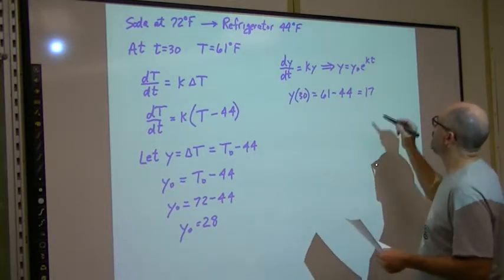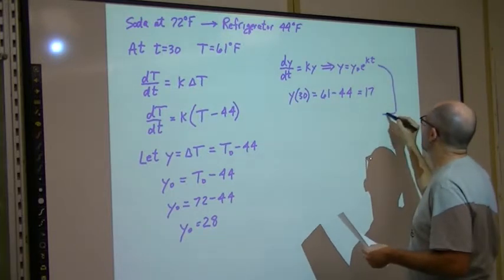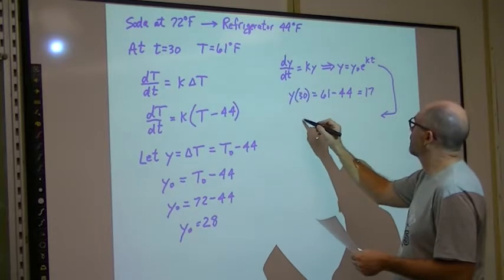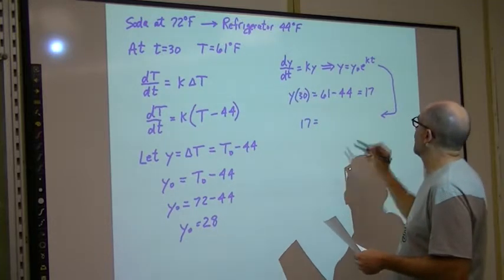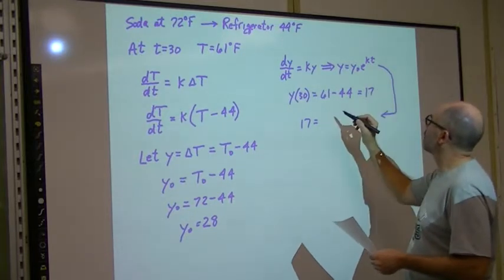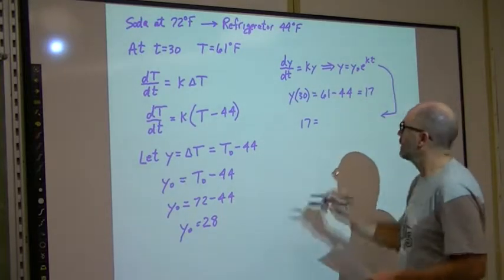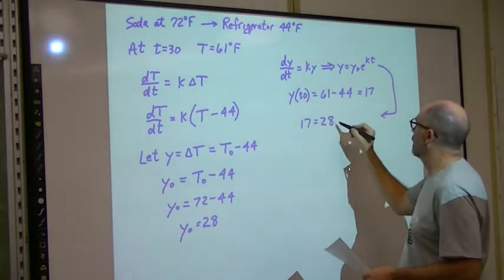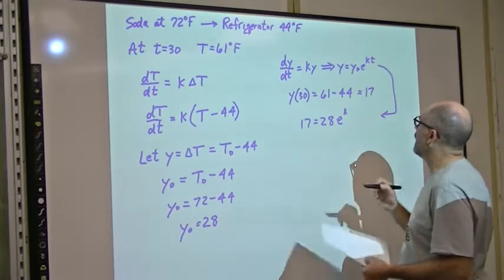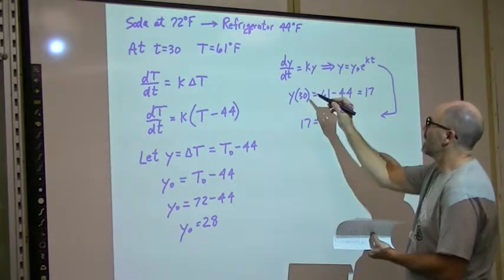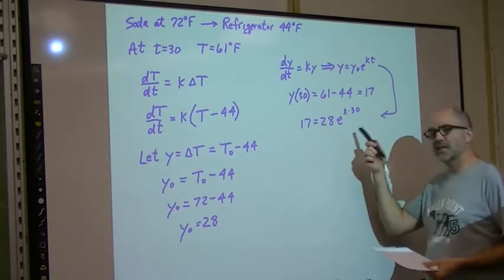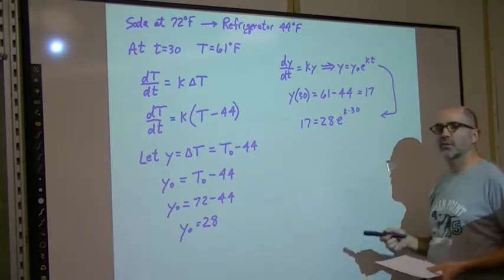So now I can put this into this equation. So 17, my temperature difference at 30 minutes, equals y sub 0. Well, what's my y sub 0? 28. e to the kt. And what did we say time was? 30 minutes. Okay, so notice we have an equation again where all we have to do is solve for k.